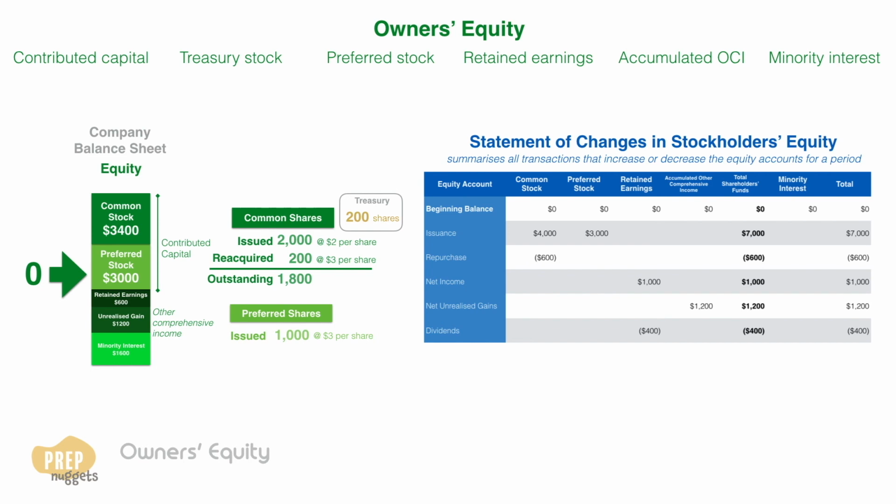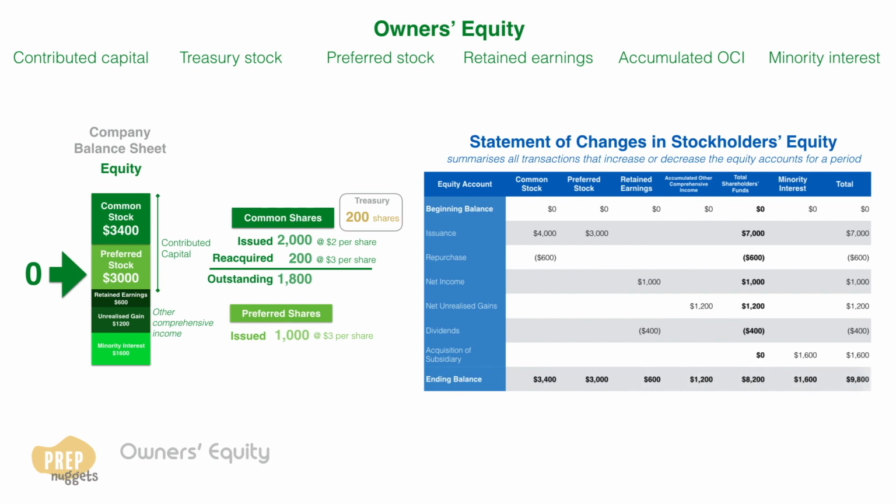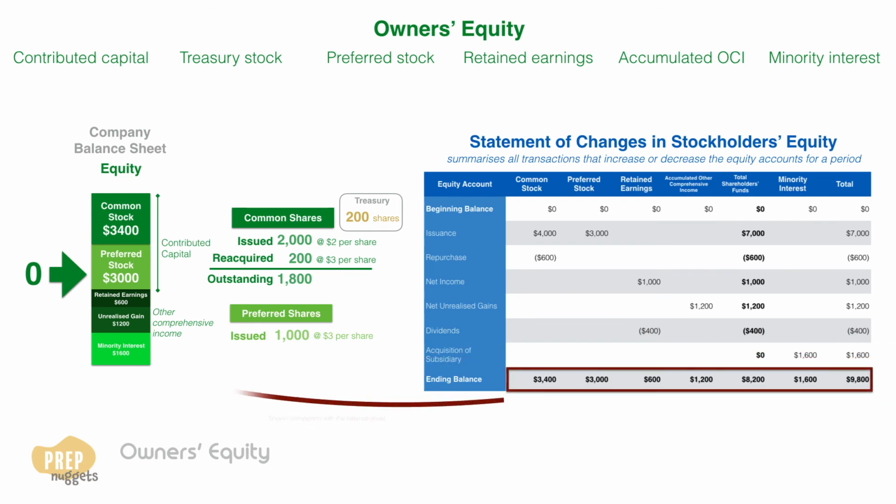And finally, a 60% stake in a subsidiary was acquired. As the full net assets of the subsidiary goes to the company's balance sheet, $1,600 of minority interest is created to account for the 40% stake the company does not own. Adding all this up, we get the ending balance of a stockholder's equity. The amounts here should correspond with what is shown in the balance sheet.